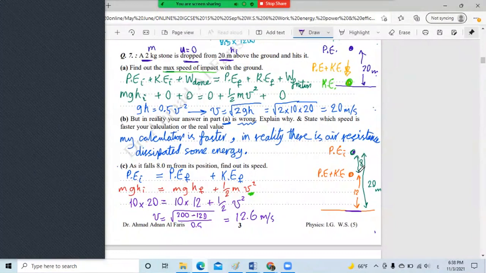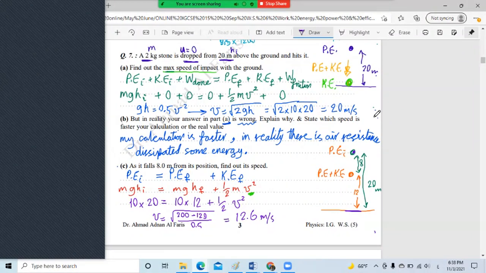At this position, initially, it had a speed of 0. As it falls down, the speed increases. As it falls the first 8 meters, it has a speed of approximately 12.6 meters per second, and the speed keeps increasing until it hits the ground with a speed of how much? With a speed of 20. Good.